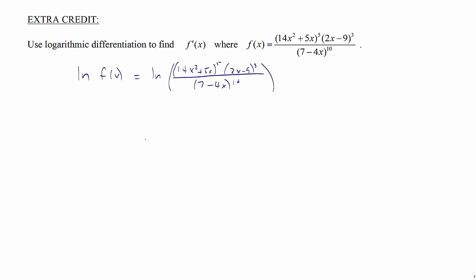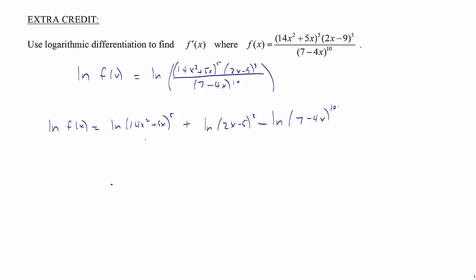Now, what is the right-hand side? The reason this helps me is because with logarithms, remember, if you have a product, you can write it as a sum. If you have a quotient, you can write it as a difference. And then exponents even come down as coefficients. For right now, I'm leaving the left-hand side alone, so I've got the natural log of f of x is equal to the natural log of (14x squared + 5x) to the 5th power, plus the natural log of (2x - 5) to the 3rd power, minus the natural log of (7 - 4x) to the 10th.